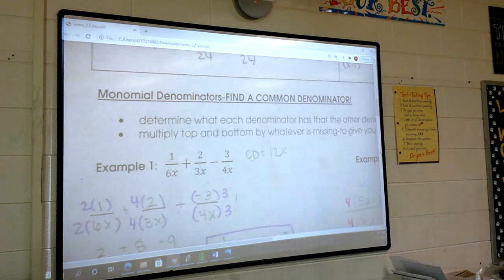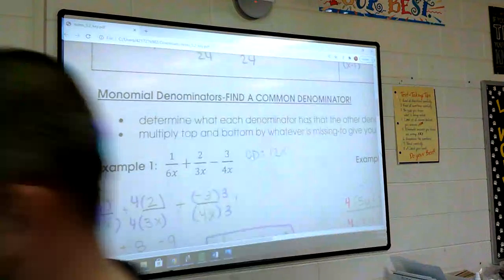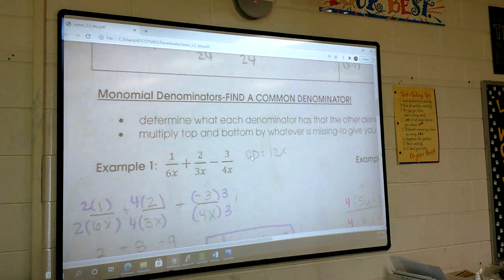So that's our goal in this. You multiply by 2 to make the first one 12x, by 4 to make the second one 12x, and by 3 to make the third one 12x. So we want to multiply the tops by that number. Okay. Now, in example 1, let's look.